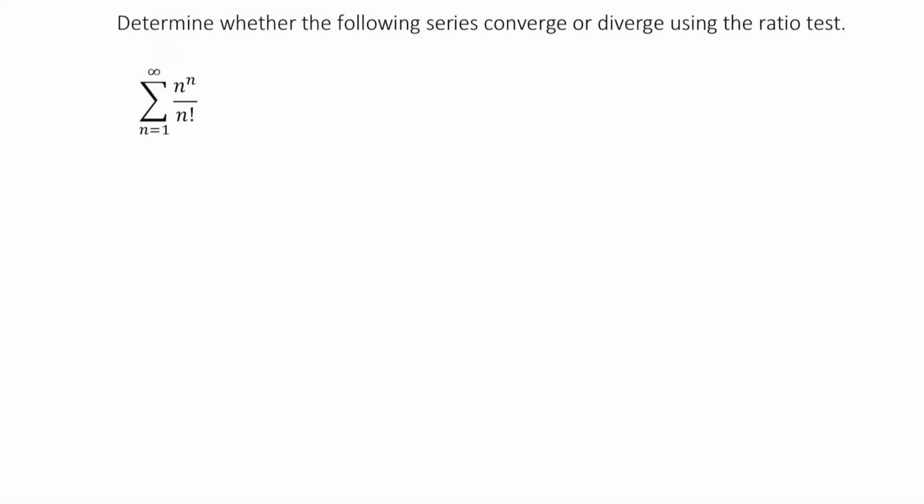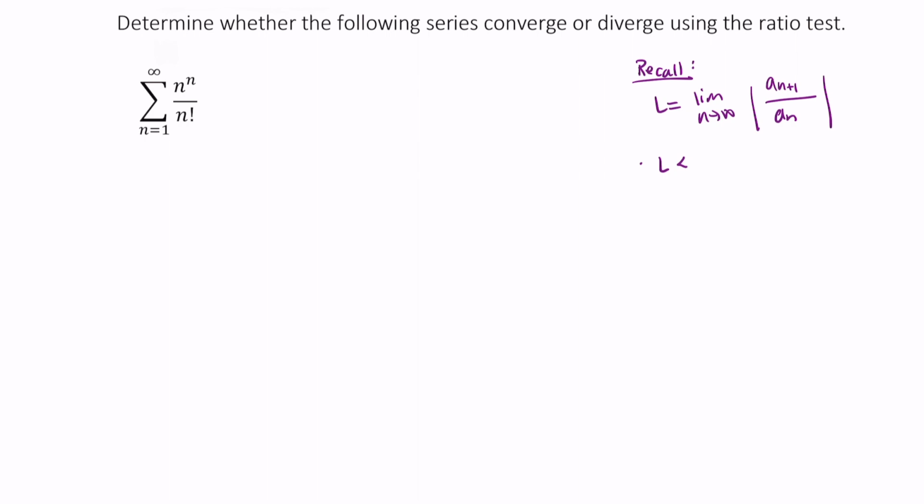Welcome. In this video, we're going to use the ratio test to determine whether this series converges or diverges. So recall that the goal of the ratio test is to evaluate this limit, that is, the limit as n approaches infinity of the next term, that's the nth plus 1 term, divided by the nth term, and we want just the positive version of that.